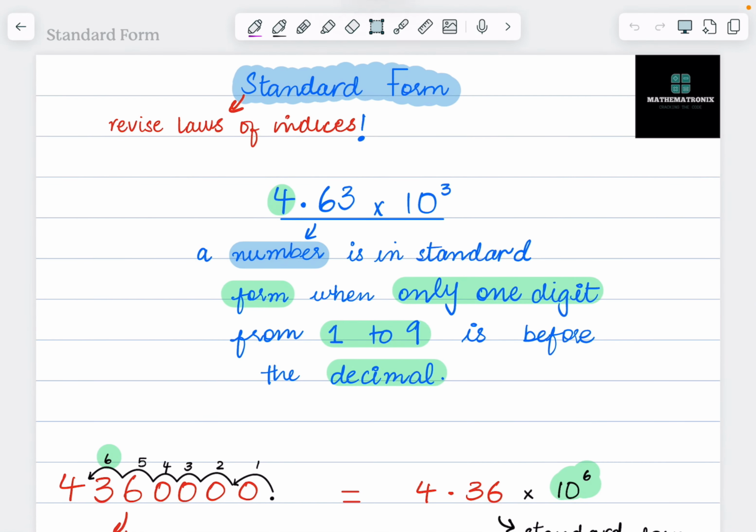Okay, so to get started with standard form, one very important thing you need to know is that standard form uses a hint of laws of indices. A little bit of laws of indices is used in standard form. So I would advise you, before you start, to go over the laws of indices a bit, which is why we studied laws of indices earlier, so that you have a background. Correct? Now, what is standard form?